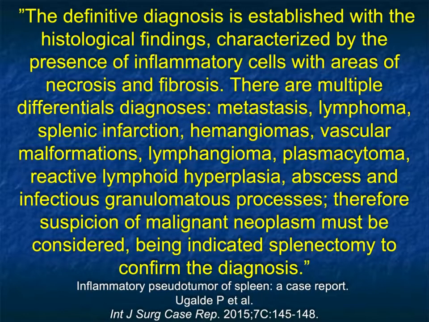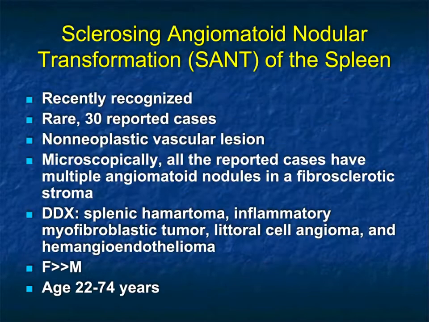And inflammatory pseudotumors, you can see differential diagnosis: Mets, lymphoma, infarction, hemangioma, lymphangioma, abscess, malignancy. Again, it's a non-malignant condition, but it's diagnosed at pathology. And the third tumor in this group, I like to think about littoral cell, inflammatory pseudotumor and SANT, or sclerosing angiomatoid nodular transformation, which is why SANT comes off your tongue better. It's a rare tumor. It's a non-neoplastic, again, vascular lesion.